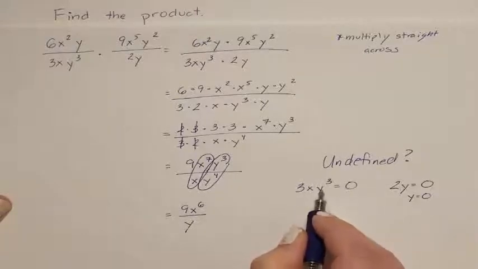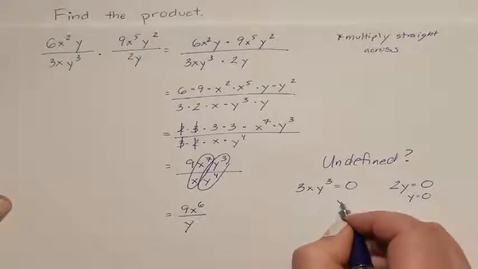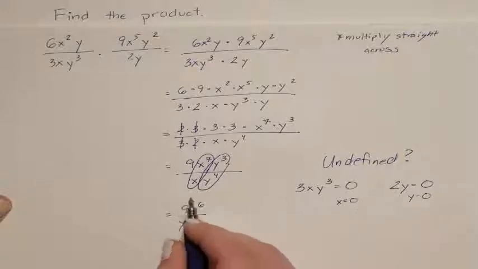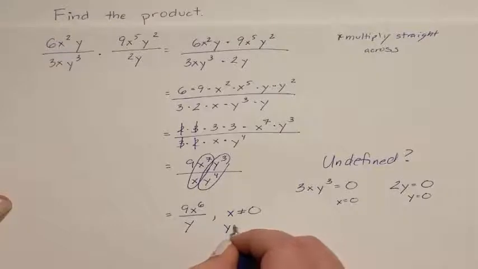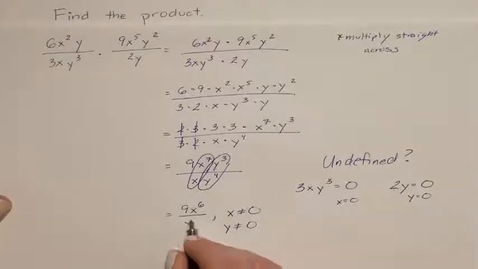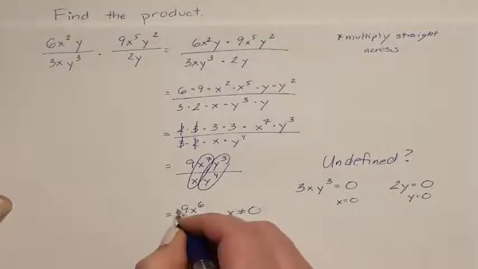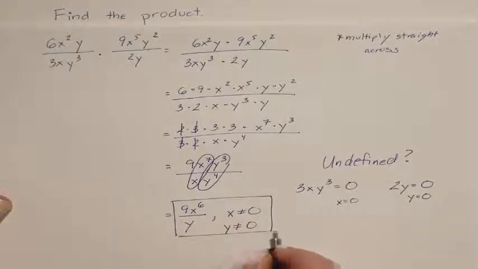Either y was 0 or x was 0. So this is a true statement, except we cannot have x be 0 and we cannot have y be 0, because if they are, then we have a 0 in the denominator, which means we now have an undefined fraction, and we can't have undefined fractions. So this entire statement is our answer.